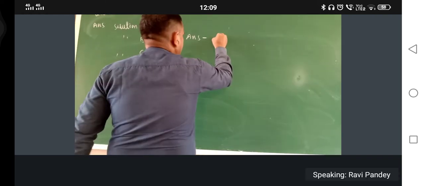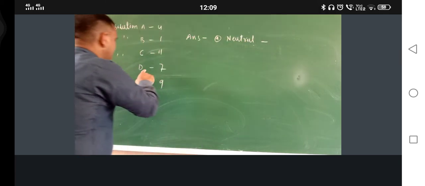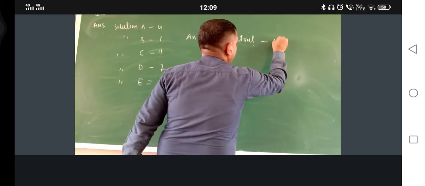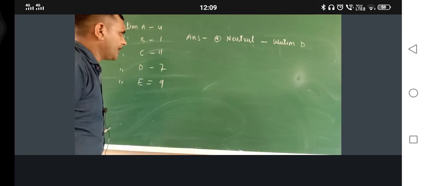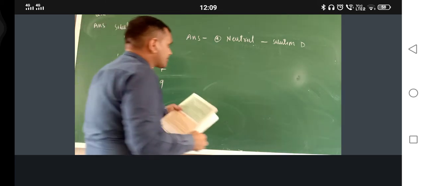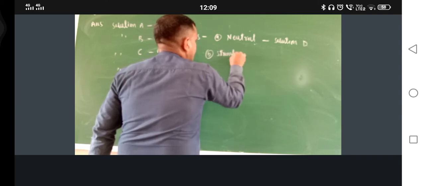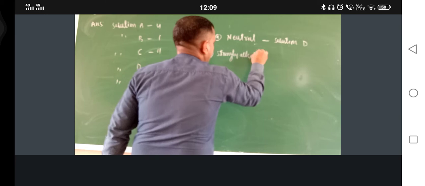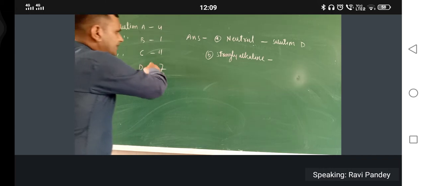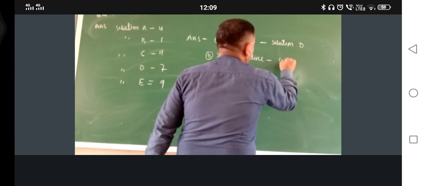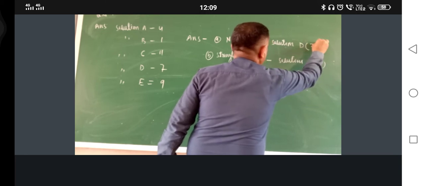Answer is asking which is neutral. So which solution will be neutral? Solution D, because its pH is 7. Okay. Next one is which is strongly alkaline. So the highest pH, which is C, solution C. Its pH is 11.